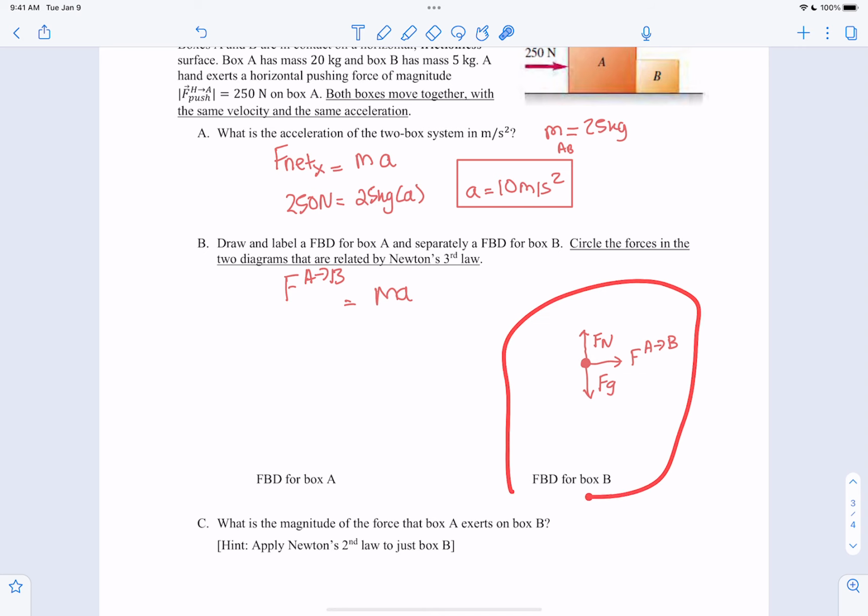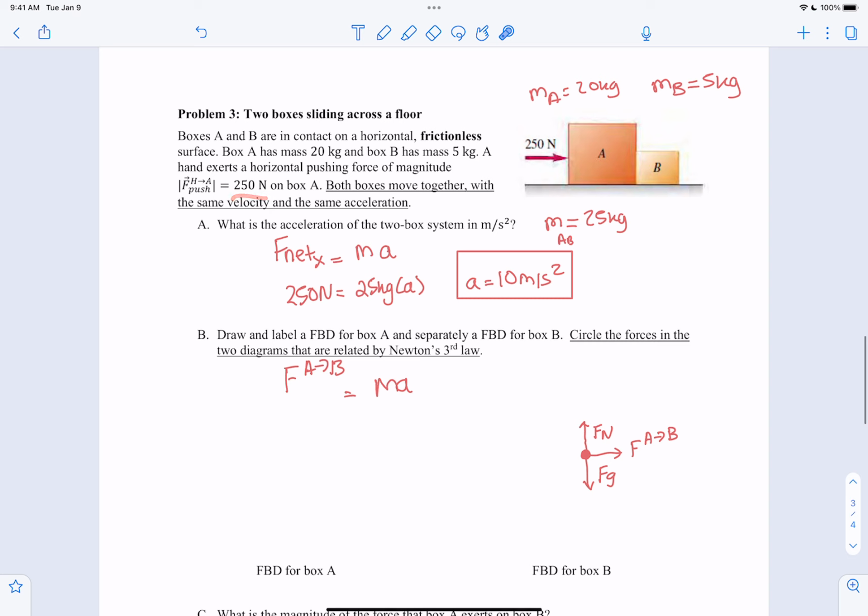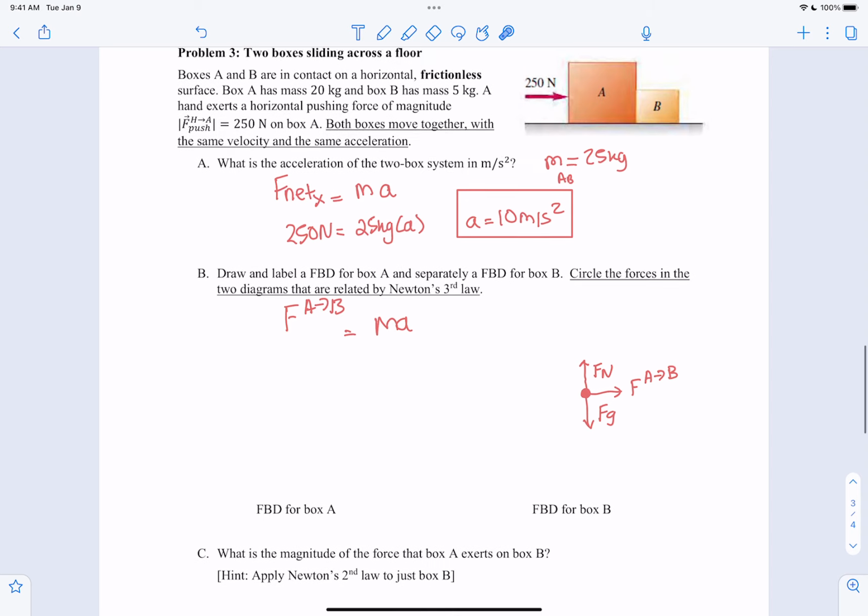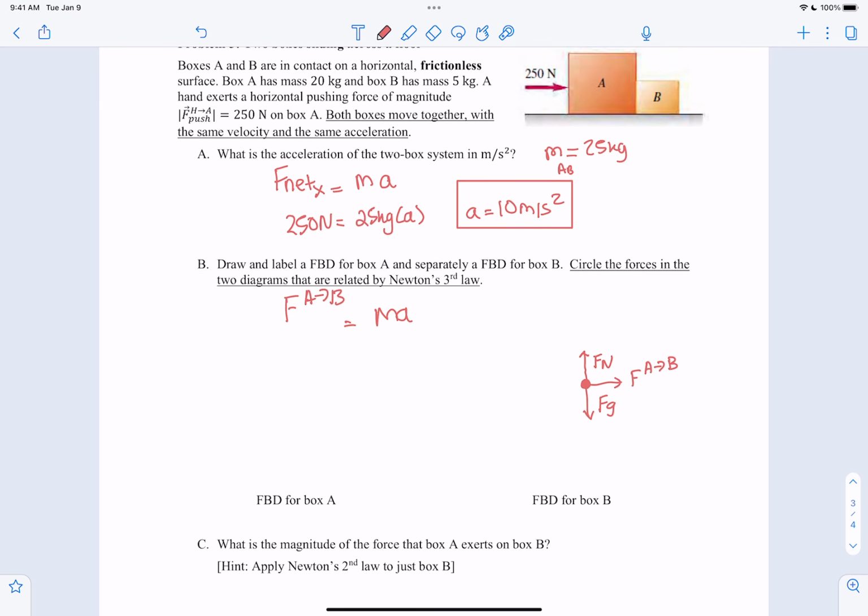So if I want to separate this out and look at the force that A exerts on B, I feel this force. I'm box B. I feel this force A on B, right? And if I want to calculate that force, it's not going to be that 250 newtons that the third guy behind us pushed the other guy with, right? So let me just draw it like this. If I have this person, and this person, 1, 2, 3.